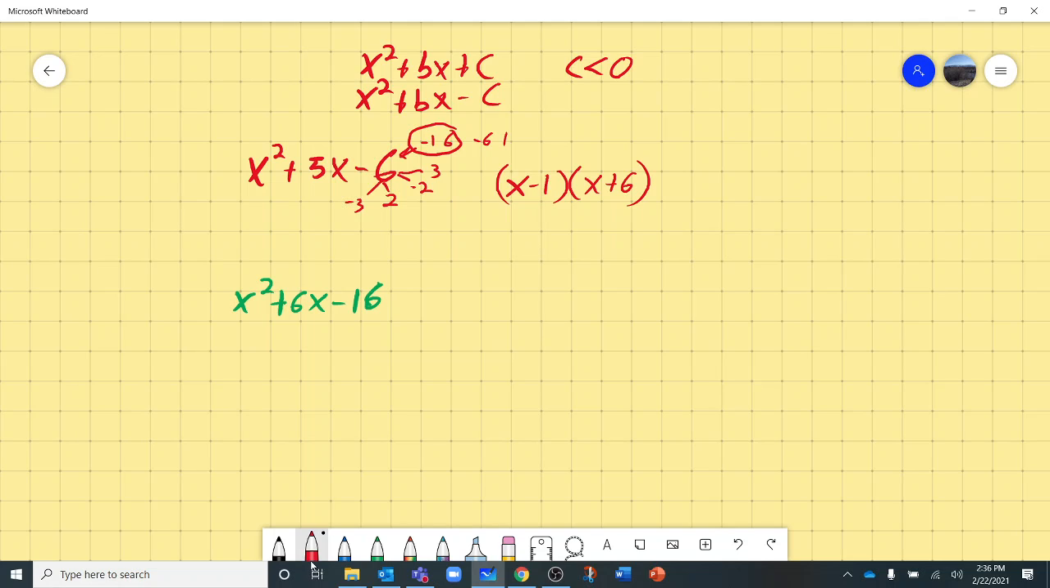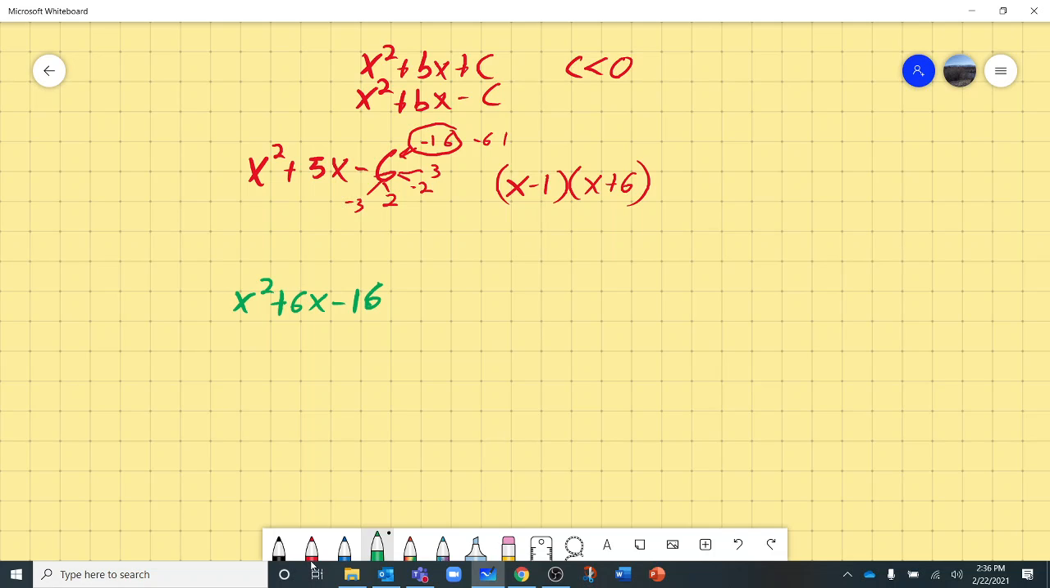Okay. And you can always check these, re-multiply them out. And when you multiply them out, you should get what you started with. Okay, take a moment, try out the green one, and then unpause it and see if you match.